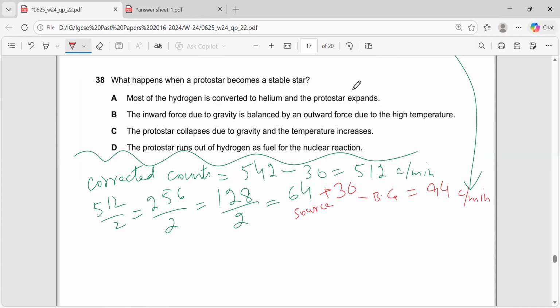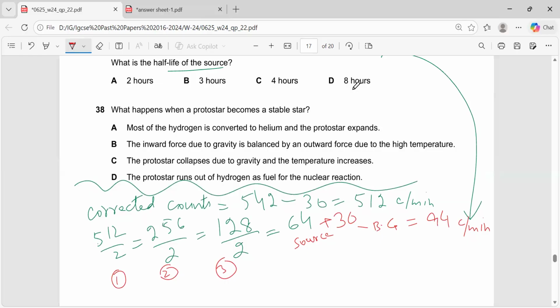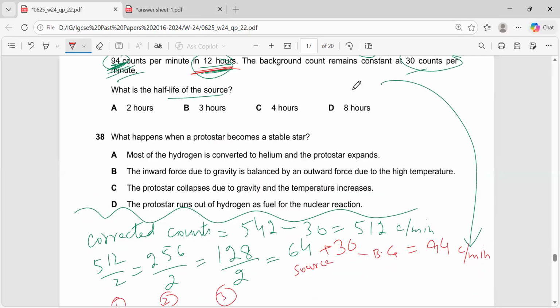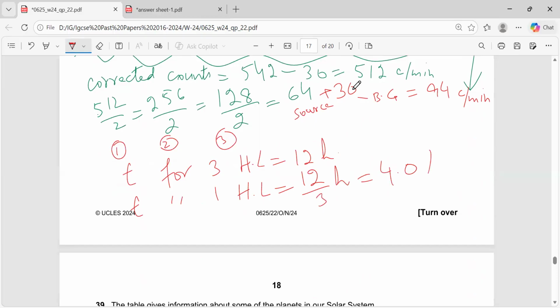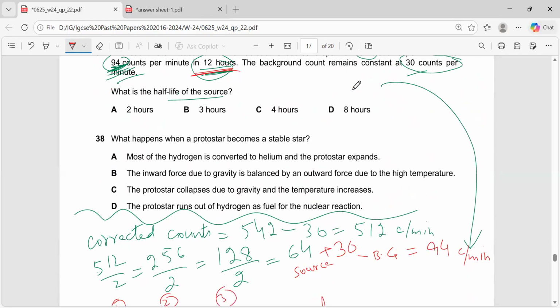But how many half-lives are gone? 1, 2, and 3. So now, my dear friends, how much time was taken? 12 hours. So here I'm writing: time for 3 half-lives is equal to 12 hours. Time for 1 half-life, because we need to calculate 1 half-life, so 12 over 3. Unitary method, what will be the answer? 4 hours. So the answer is C.